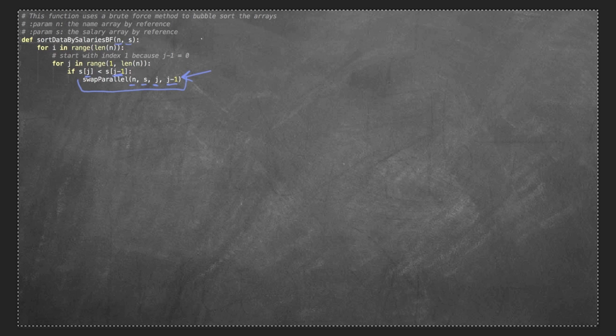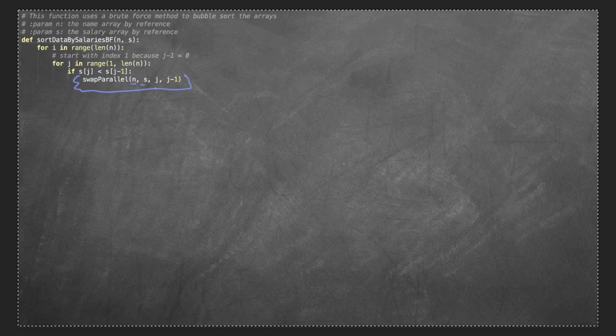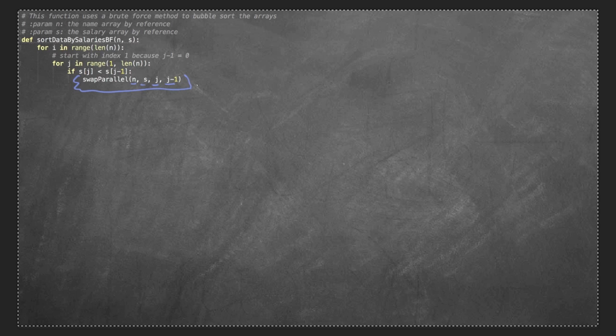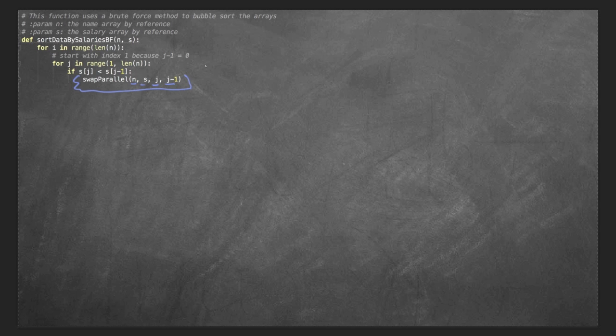Notice when I wrote this function, I didn't really concern myself with how this swap was going to even happen. I didn't care about that. I only know that I wanted to swap it and that I was going to be working on parallel arrays. So I wrote a command line right here that just simply says swap parallel, that I knew would need the name array and the salary array and 2 indices. But I didn't write the functions yet. So now it's time to go and write those functions so that they will work.